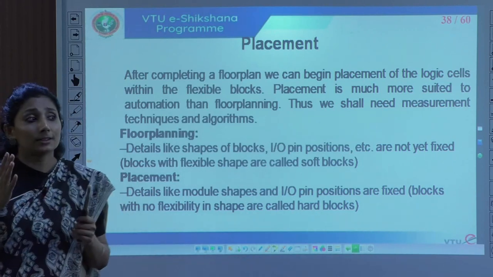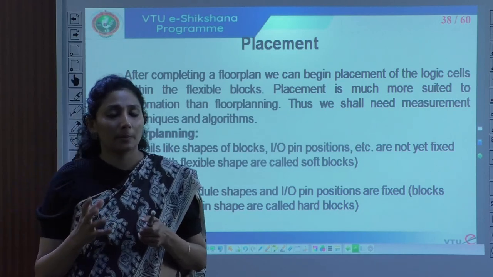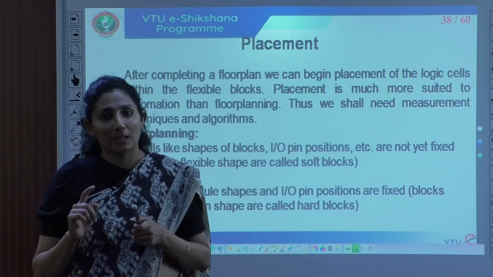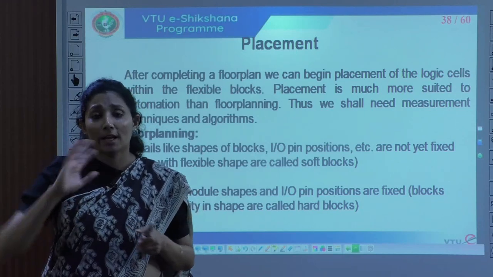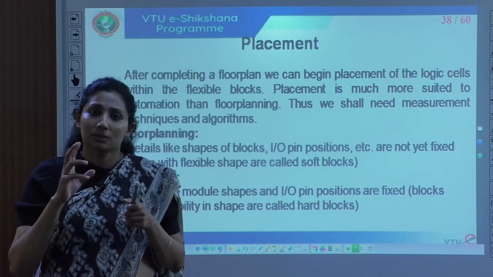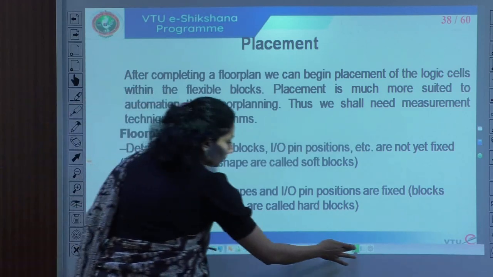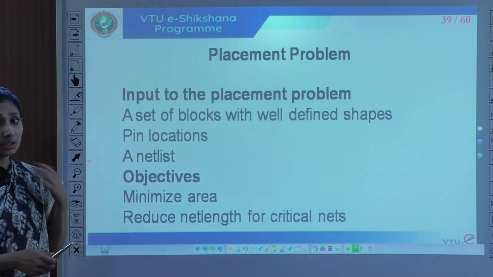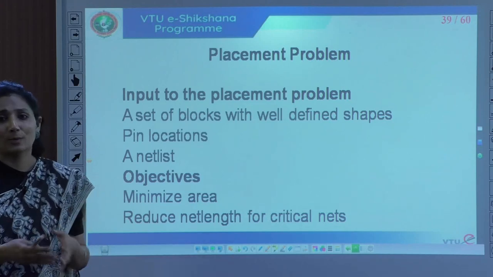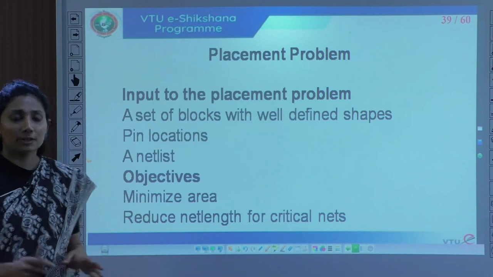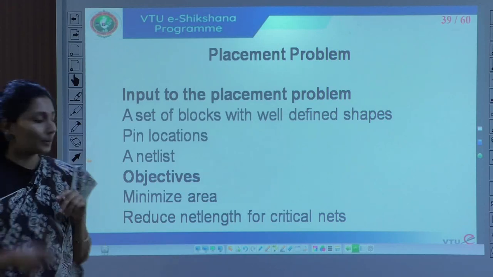See, in standard cell based design, everything is pre-characterized. So you will not have any room to alter the shape of the block, etc. So there actually is no floor planning. Actually, floor planning and placement are both almost the same. So input to the placement problem: you have a set of blocks with well defined shapes. Floor planning is over, you know the shape. Pin locations are all fixed. Netlist is given. Netlist is a must, because at every stage interconnect information should not be changed.